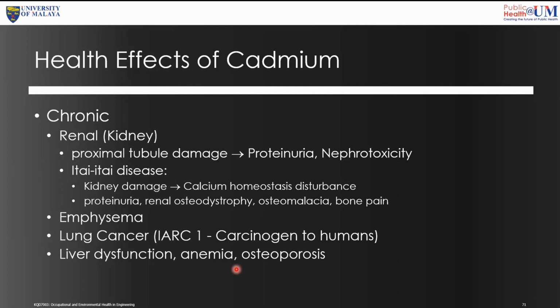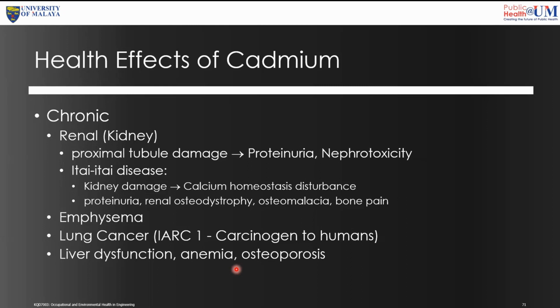And you get itai-itai disease: kidney damage, calcium homeostasis disturbance, proteinuria, renal osteodystrophy, and osteomalacia, or bone pain. This is not because of the kidney. Itai disease gives kidney damage, but also bone pain. Itai in Japanese is basically a synonym for ouch. Your bone is very painful, that's why they call it itai. It's another Japanese disease due to exposure in the early stage of their development, where there was a lot of occupational and sometimes environmental exposure.